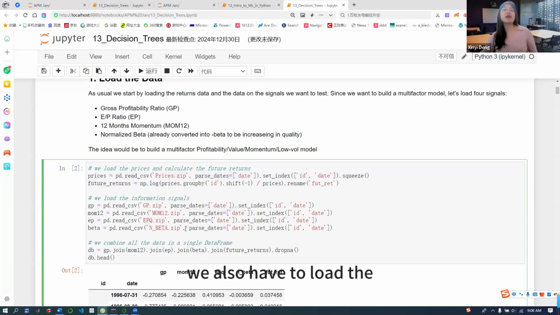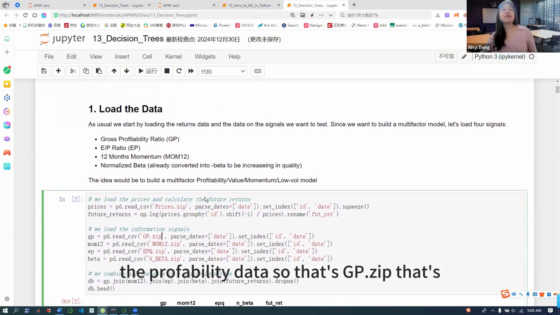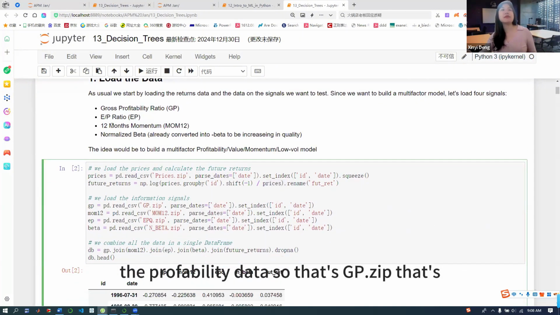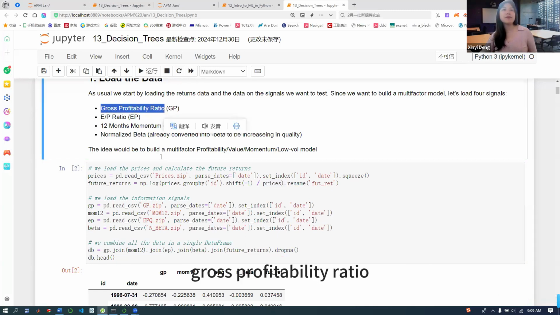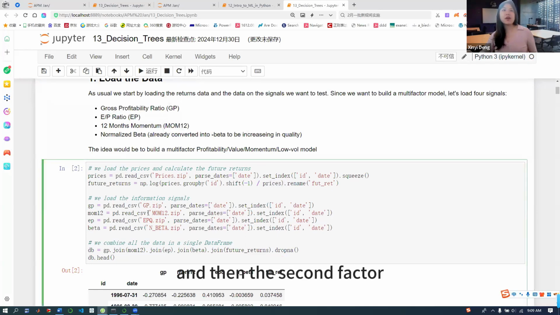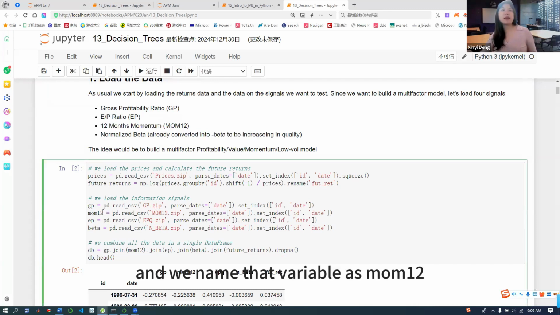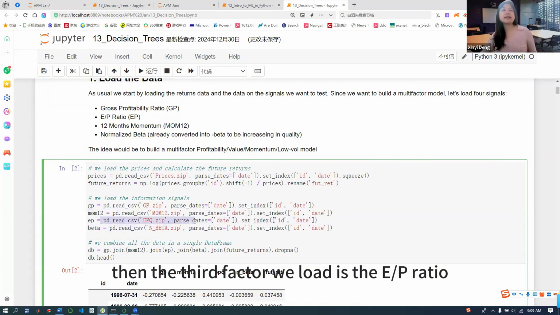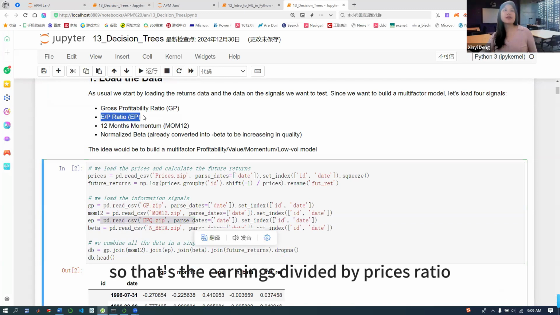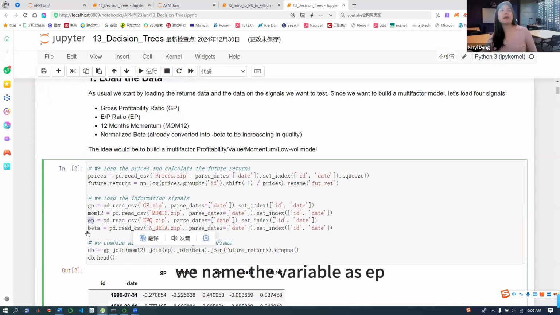We also have to load the factors data. So the first factor we load into Python is the profitability data. So that's gp.zip, that's the gross profitability ratio. And then the second factor we load would be the momentum data. So that's the 12 months momentum, and we name that variable as MOM12. Then the third factor we load is the EP ratio. So that's the earnings divided by prices ratio. We name the variable as EP.